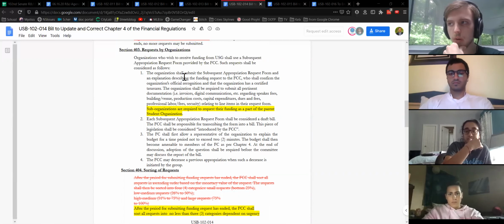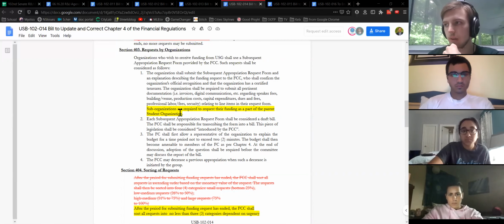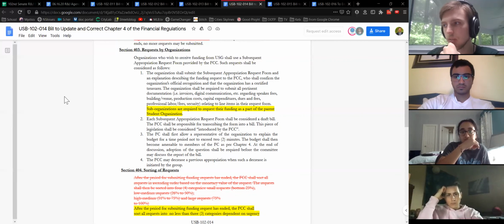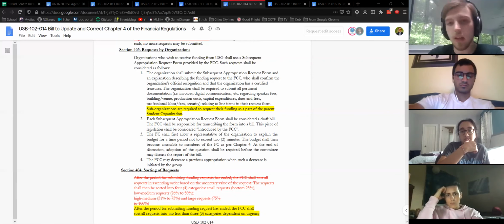So would we not want to put it under section 403 here, which also has, like, we're adding this restriction about sub-organizations, and it already has things about the other requirements for the organization, what they're supposed to submit. Wait, that actually makes sense to put in 403. Can we put both of them in 403? Yeah, I don't see why not.